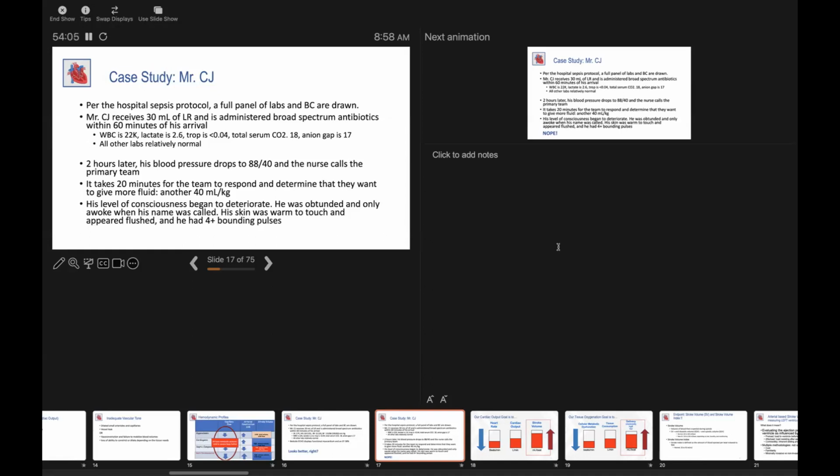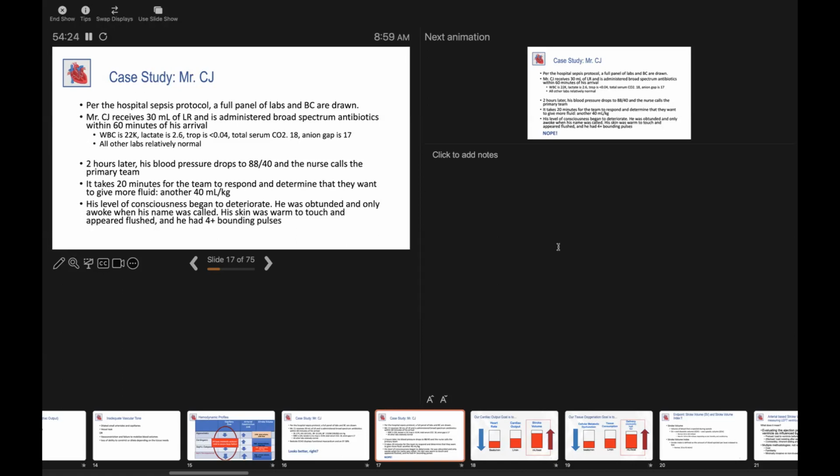His level of consciousness starts to deteriorate. This is a real patient. He's obtunded, and he only wakes up when his name is called and you're shaking him. Skin now is warm to touch, he's flushed, and he has 4+ bounding pulses. Does he have sepsis? Yes. Does he have septic shock? Yeah. Okay, early.